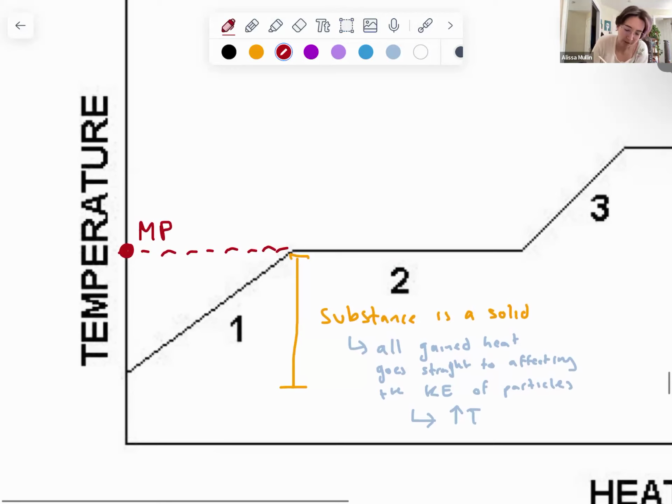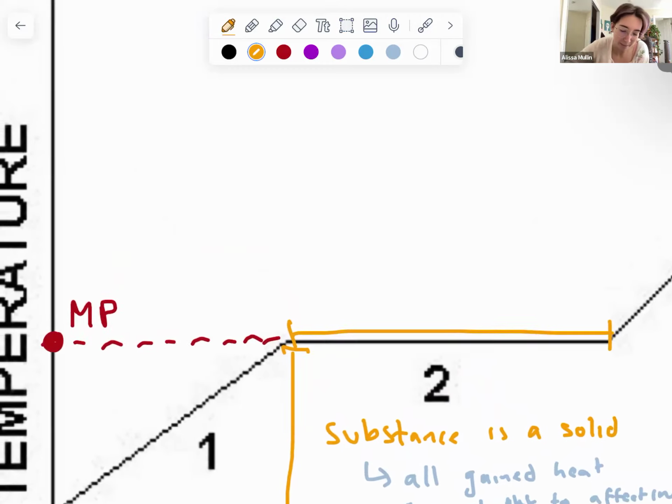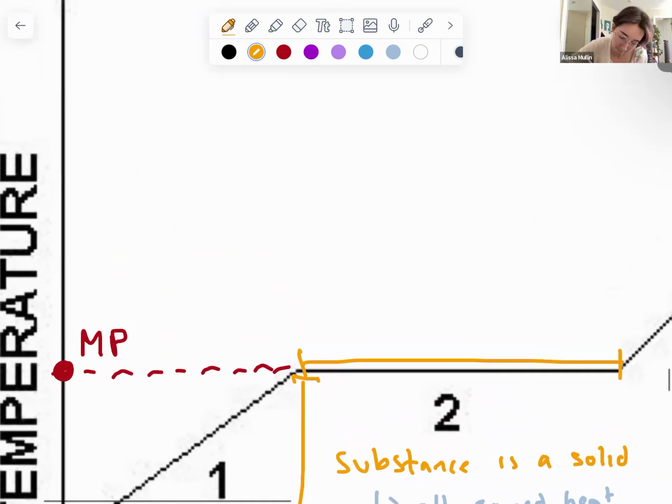I think you should just know, water's melting point is 0 degrees Celsius. Water freezes at 0 degrees Celsius. So what we're seeing at the melting point, notice that it plateaus. We're not increasing the temperature of our sample, but we're still adding heat. So what is the heat doing if it's not increasing the temperature? What is happening at this point is melting.